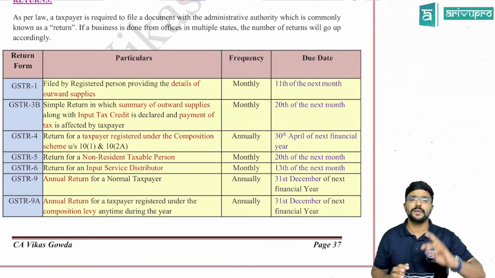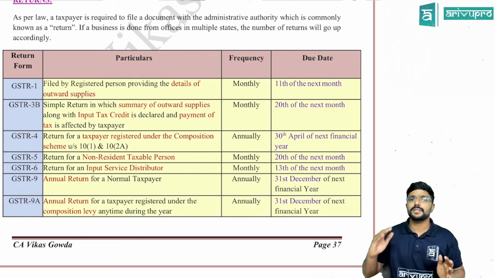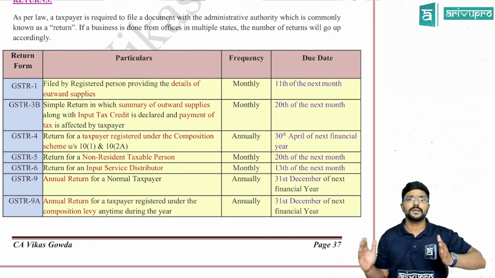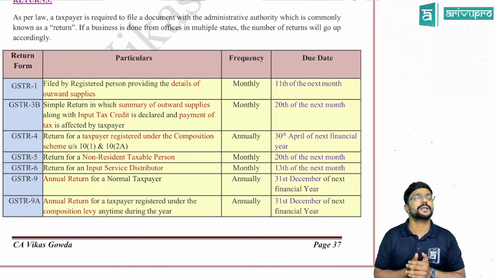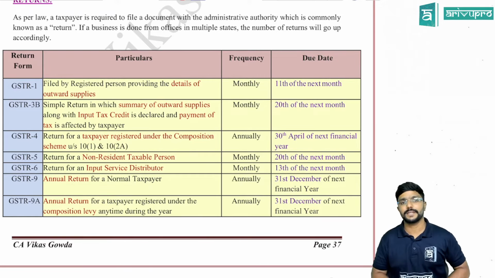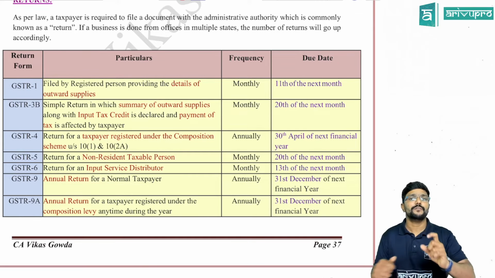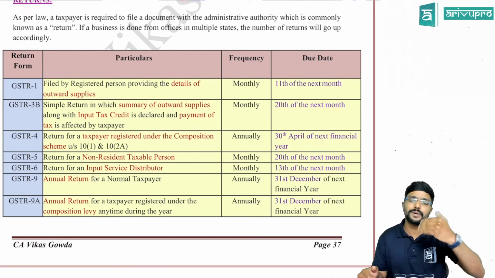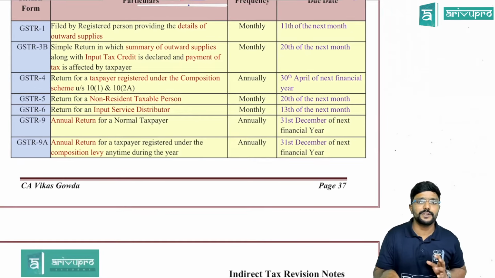Then GSTR 3B, whoever is filing 1 should also file 3B, a simple return giving the details of outward supply, inward supply, input tax credit availed, as well as the tax paid through electronic cash ledger. And it has to be filed on or before 20th of next month. And for them, there is some concept called QRMP scheme also, where they will file the return quarterly but pay the tax monthly. Okay, and nothing much about that is covered in your syllabus, guys.